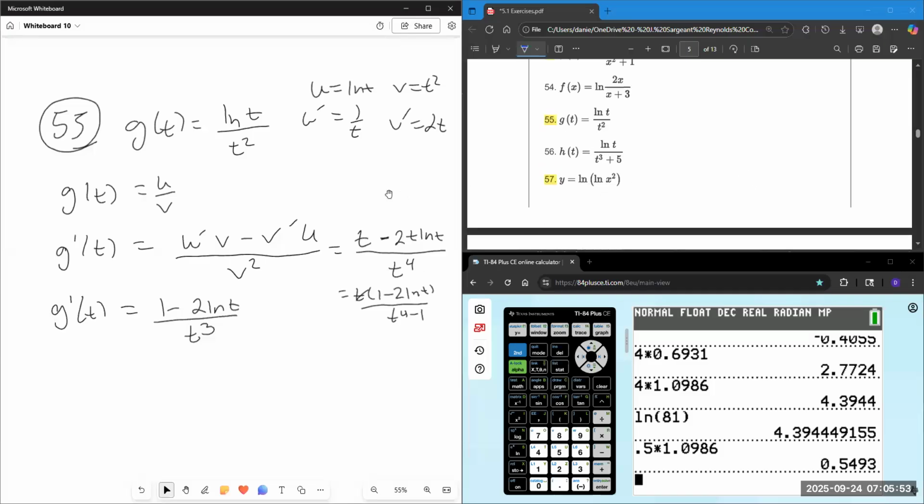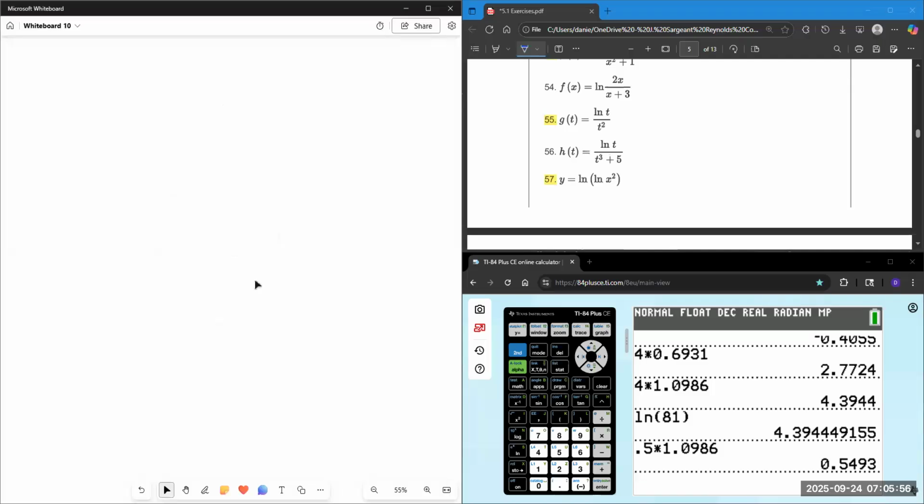Look now at number 57. Y is equal to ln of x squared. So we can write this as ln of 2 ln of x, which is going to be y equals ln of 2 plus ln of x when I use my log properties. And ln of 2 will just be a constant, and I'll only need to be concerned with this part right here.